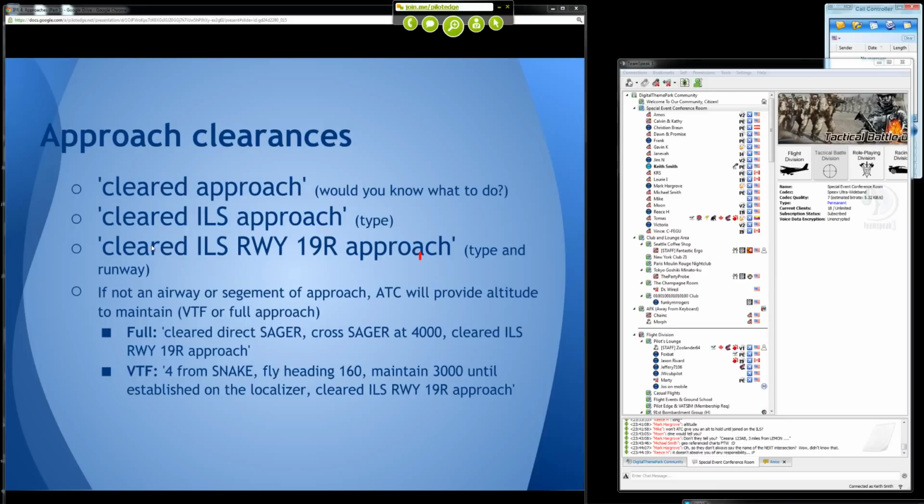And if you can layer this in your mind, then the final result that we get, which is this really complicated one at the end, will make a lot more sense. So let's start with the most basic form. The most basic form of an approach clearance is two words. It's "cleared approach." That's actually a legal approach clearance. And the big question is, would you know what to do if you were given that approach clearance?